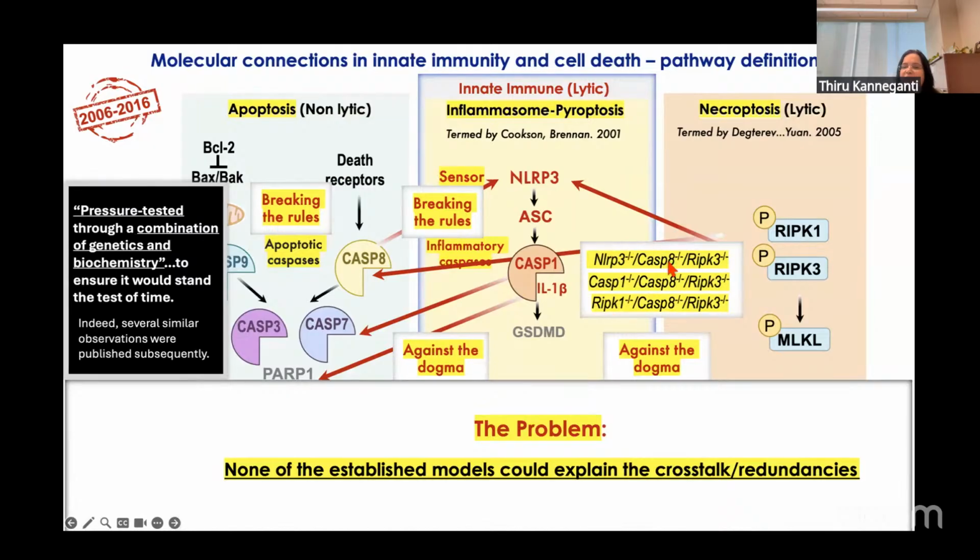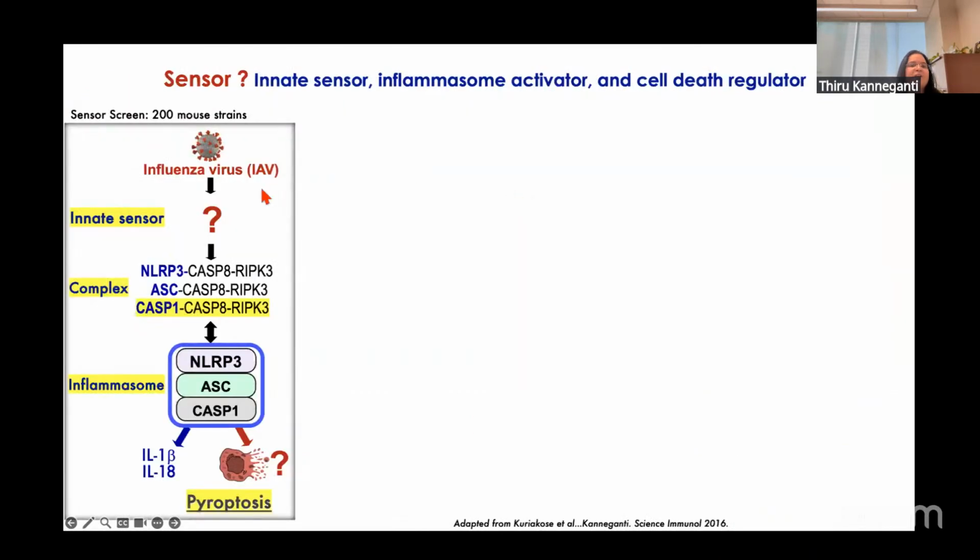So in order to do that, we went back to our model, to NLRP3, and started asking a very simple question. Is there an innate immune sensor that can engage molecules like caspase 8 and RIPK3 and also the inflammasome to drive a cell death pathway? In other words, we are asking whether influenza virus can induce lytic cell death via this complex. And if so, what is the sensor, or a receptor, that can directly bind to influenza infection-mediated PAMP release?